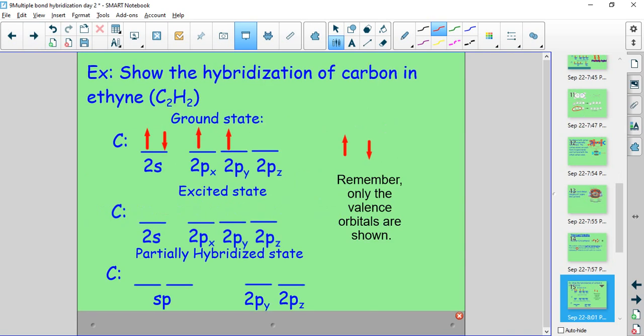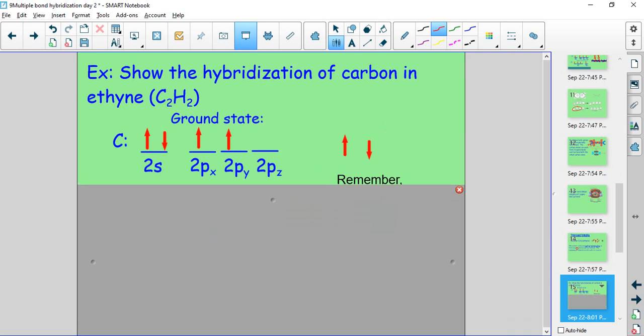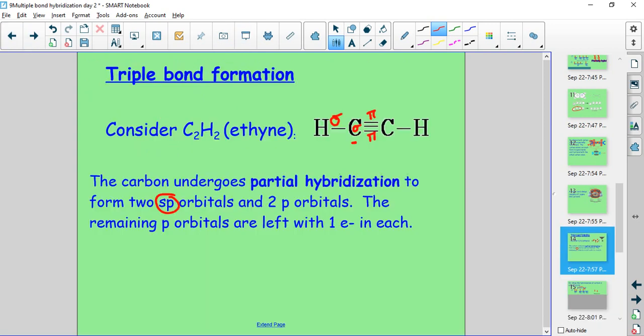So start at the top. It's ground state for carbon. Looks like this. 4 electrons, 2 of which are in the s orbital. We know we're going to have to promote that electron, right? Because we do need 4 bonds. There are, after all, 1, 2, 3, 4 bonds around the carbon.